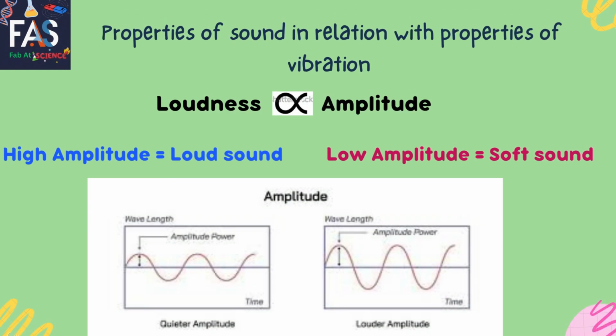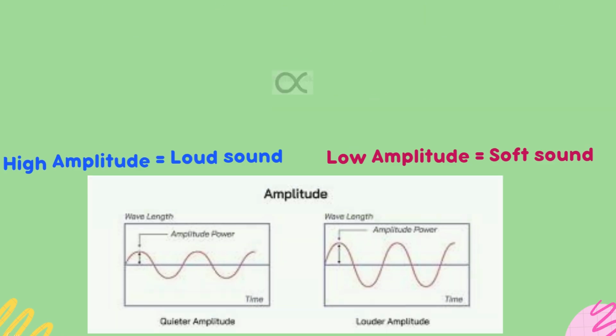Next, let's talk about loudness. Loudness depends on the amplitude of the vibration. Greater amplitude, louder sound. Example: music blasting from speakers at a party. Smaller amplitude, softer sound. Example: a gentle whisper in a quiet room.